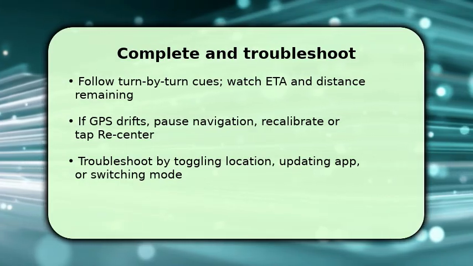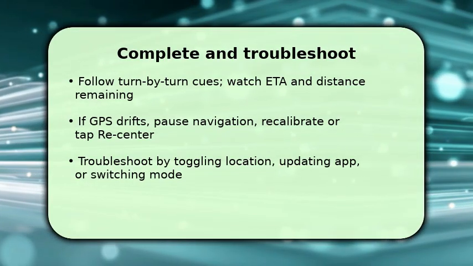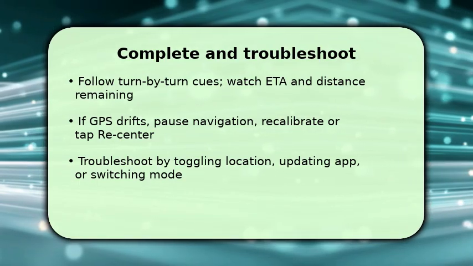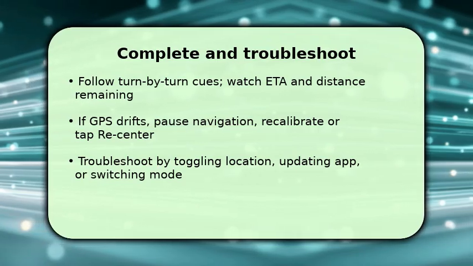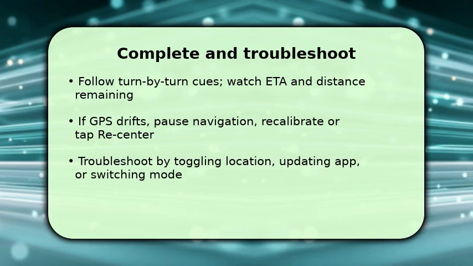figure eight. Once done, if issues persist, update the app, toggle location services, or switch temporarily to driving mode, then back to walking to force a reroute. A single troubleshooting step often restores accurate guidance so you can complete your walk.